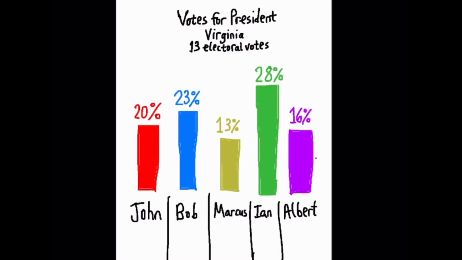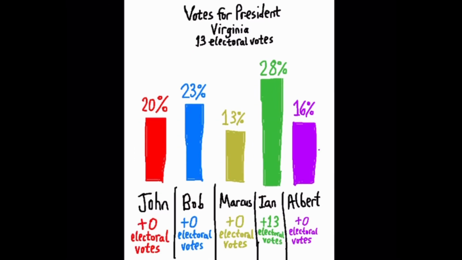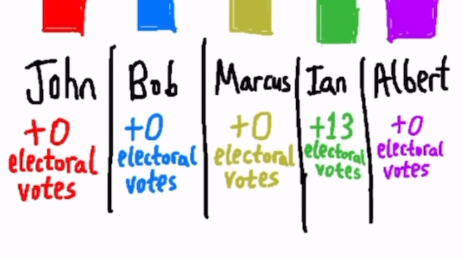For example, say there are 5 candidates running for president, and in the state of Virginia, which has 13 electoral votes, one candidate gets 20% of the popular vote in Virginia, another candidate gets 23%, another 13%, another 28%, and the last one 16%. The candidate with 28% of the popular vote in Virginia has the most votes, so they take all of Virginia's 13 electoral votes. It is a winner-takes-all deal. There is no splitting of the electoral votes. The one with the most votes in the state wins all of the state's electoral votes.